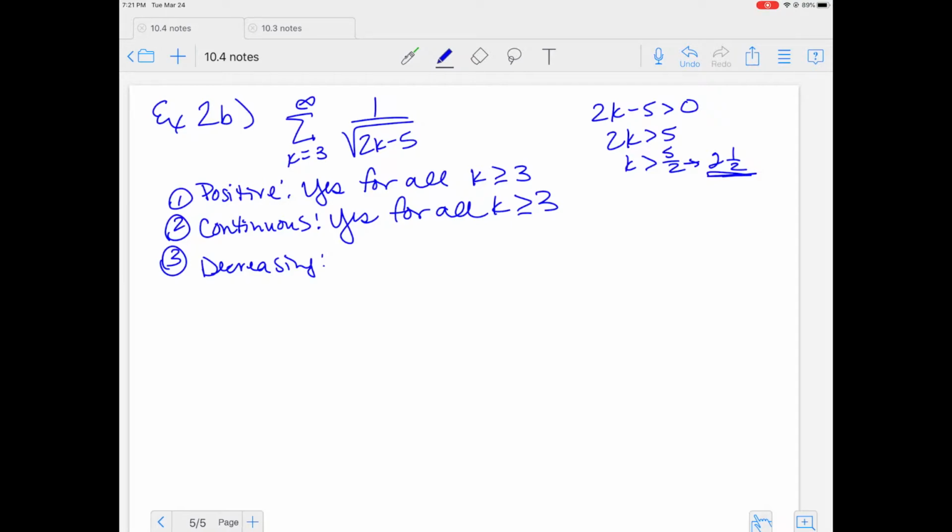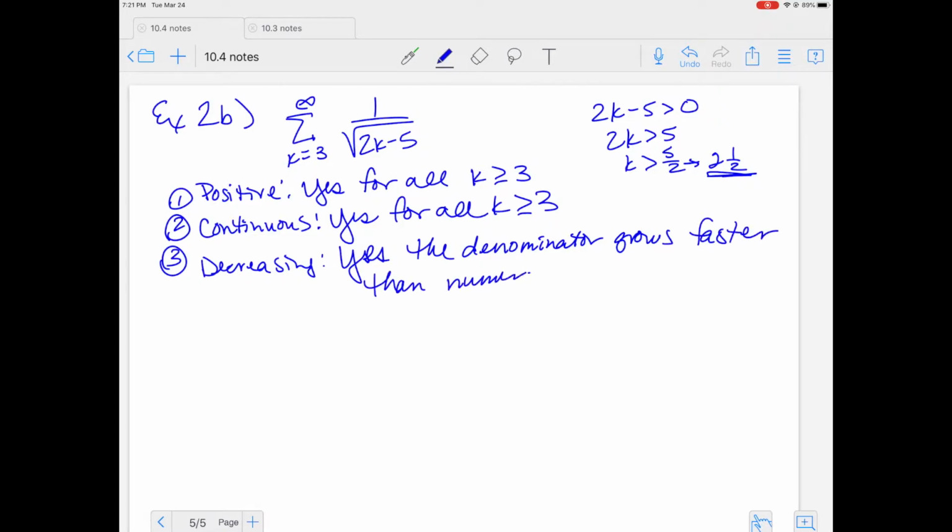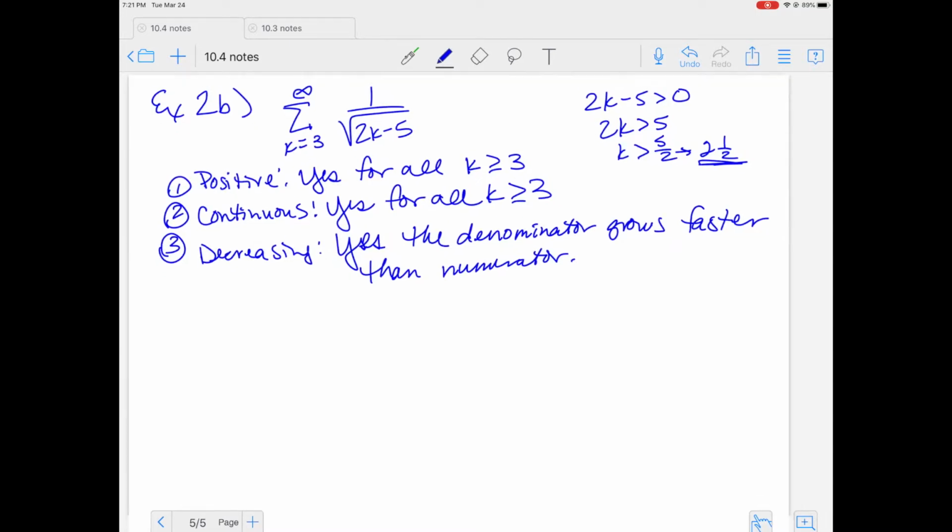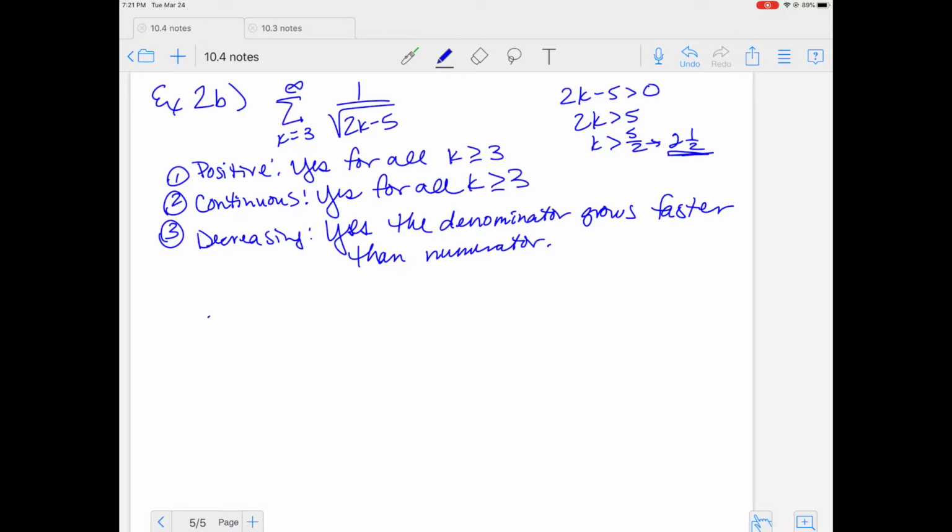Is this decreasing? Well, yeah, the only variable's in the denominator, right? Yes. The denominator grows faster than the numerator. Okay, all 3 criteria have been met. No sweat. Now we integrate.